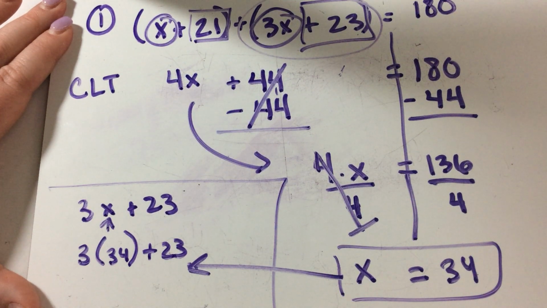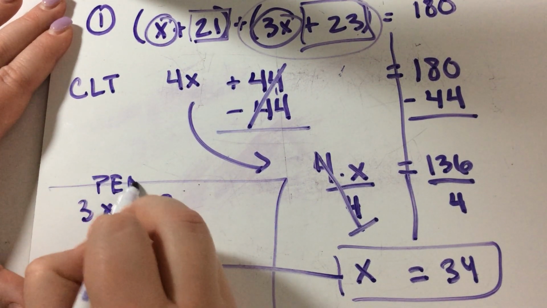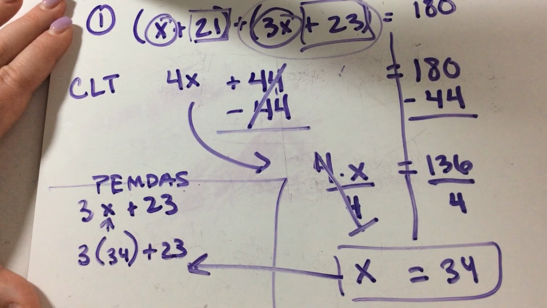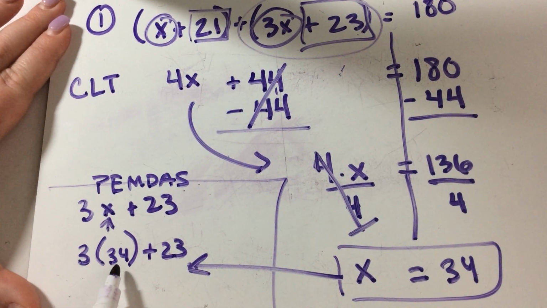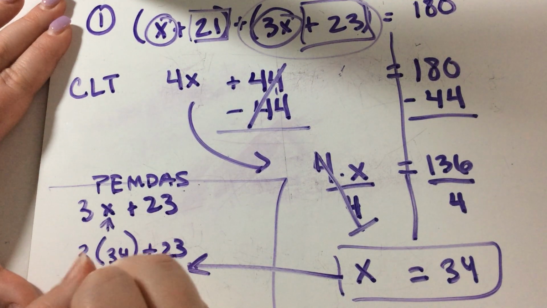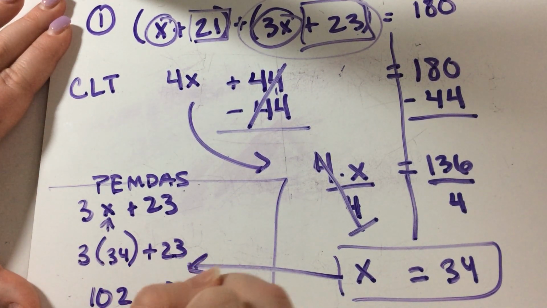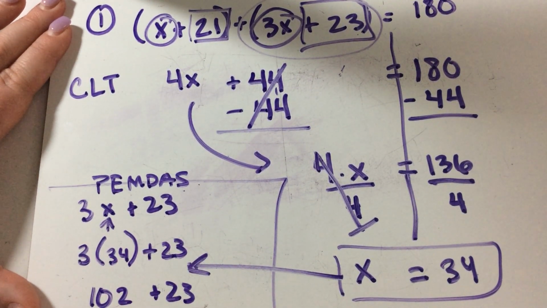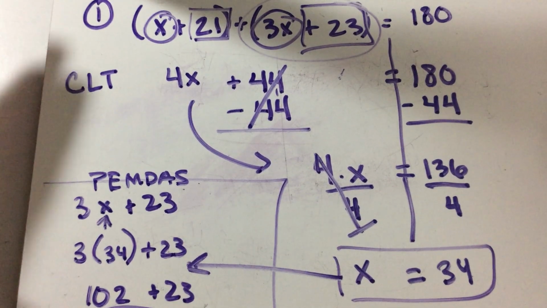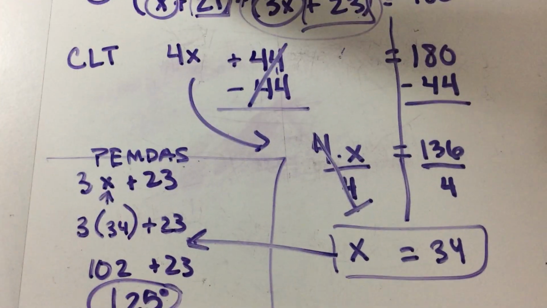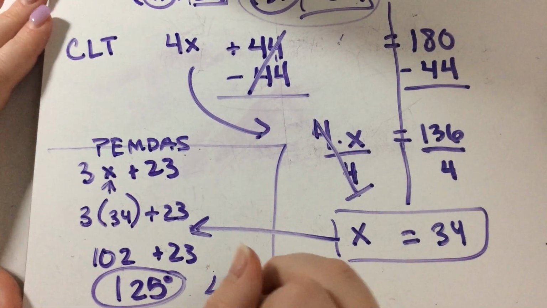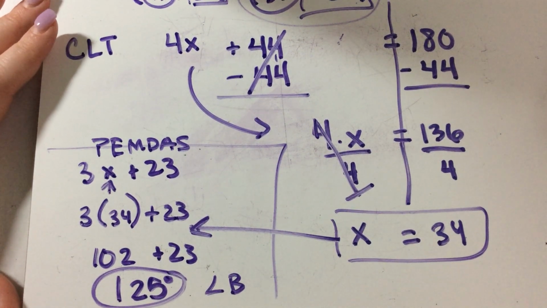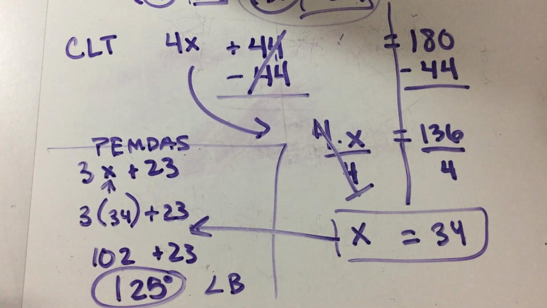And here you, again, just do PEMDAS. Because we don't have any more missing values now that I know what x is equal to. So 3 times 34 is equal to 102 plus 23. I know that 2 plus 3 is 5, so I have 125 degrees for, sorry, you can't even see that, for the value of angle B. All right? Okay, so that was problem number 1.